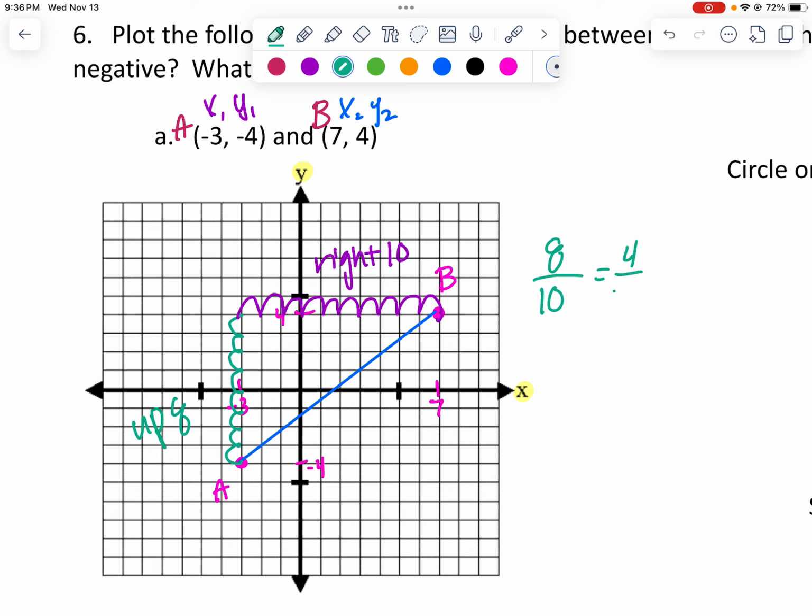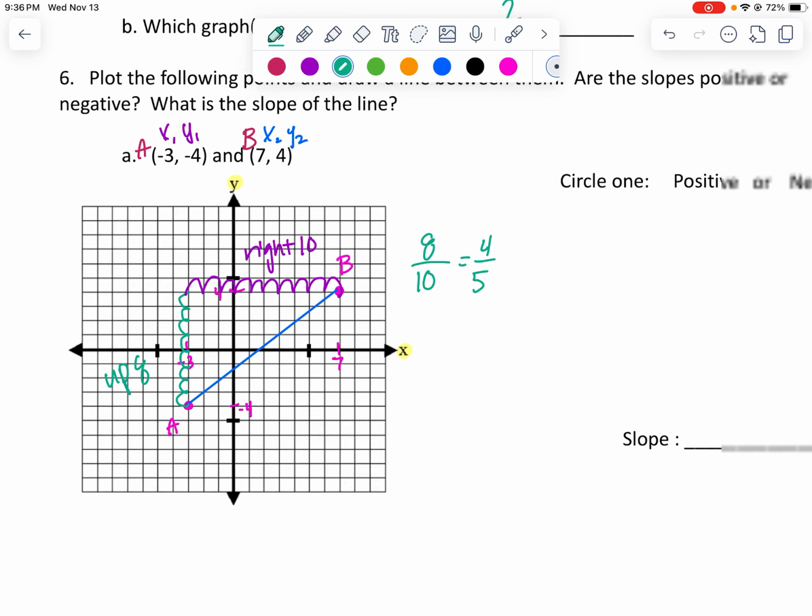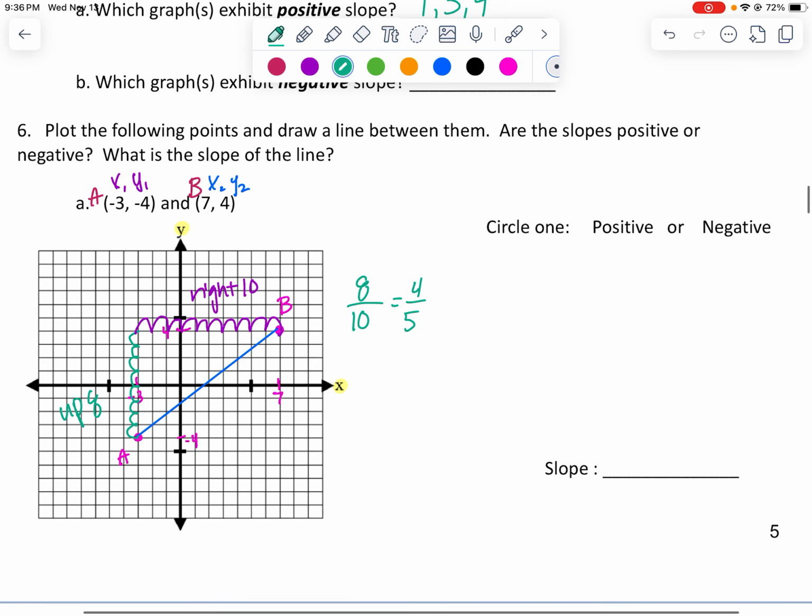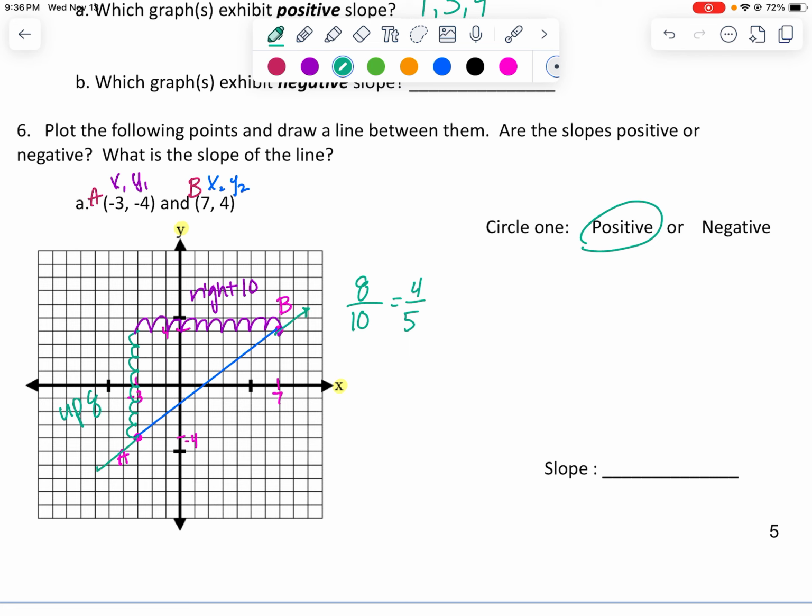Okay, this is what it might be by using my first method of looking at the graph and the points and doing rise over run. However, first, I guess we didn't even talk about this. Circle 1, positive or negative slope. My line is going up, so if we were to extend those lines, it would be a positive slope.